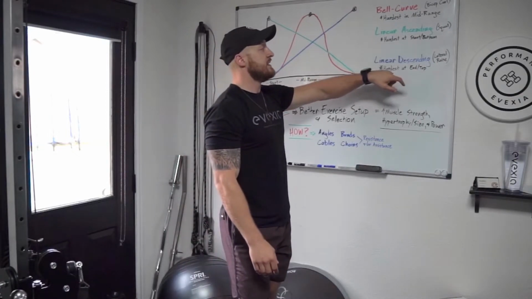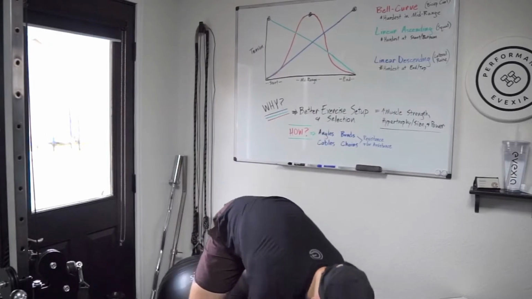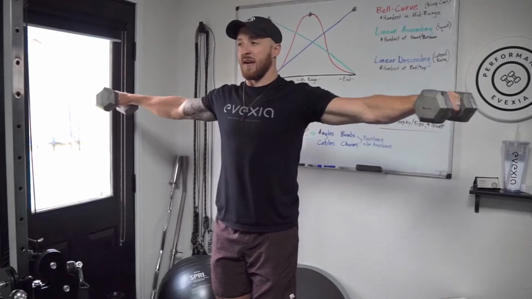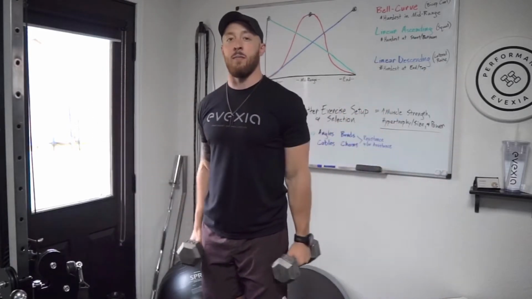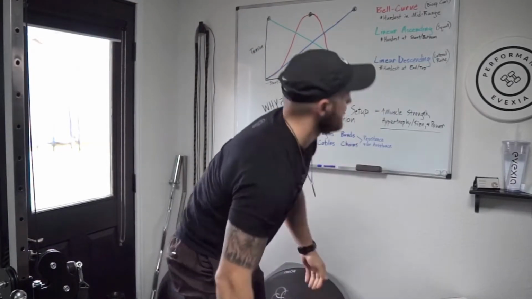And then looking at a descending strength curve, this is where it's hardest at the top of the exercise. So a lateral dumbbell raise is a great way to show this. The further up I go, the harder it gets, all the way at the peak there at the top, being the most difficult place for me to contract and squeeze those muscles I'm training.